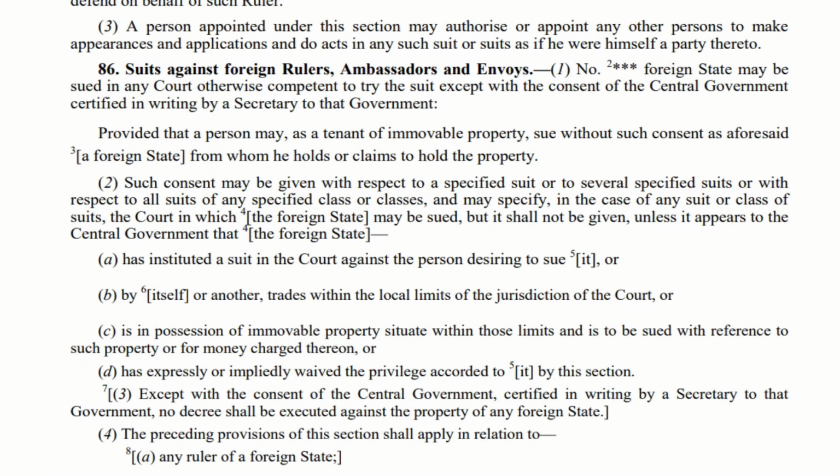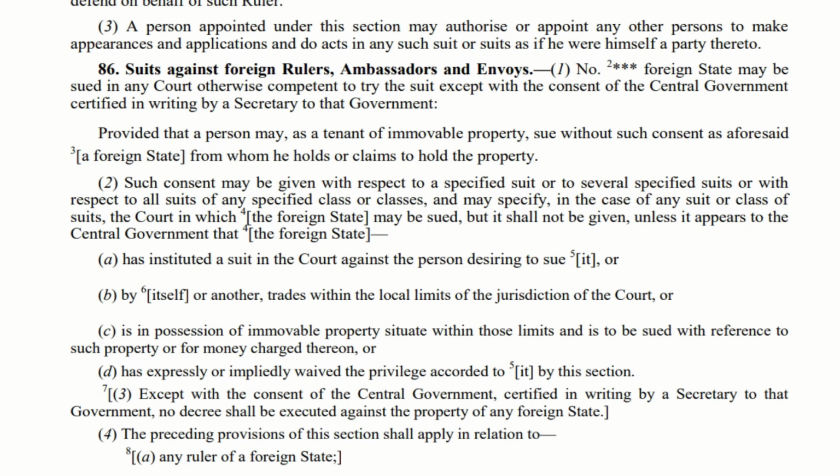Now let us move to section 86. Suits against foreign rulers, ambassadors and envoys. Generally, against a foreign state, a suit cannot be filed except with the consent of the central government, and that too, the consent should be given in writing. That is very, very important. And that should be given by the secretary to that government. These are the important points in this subsection 1.